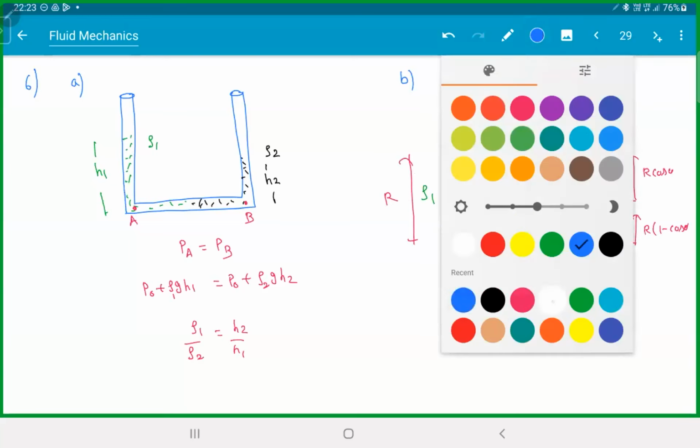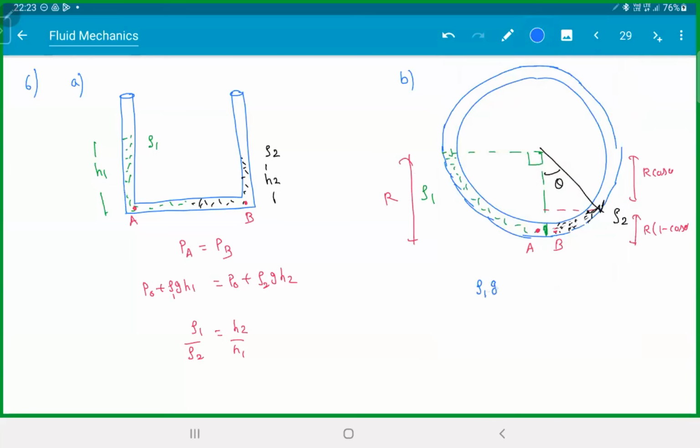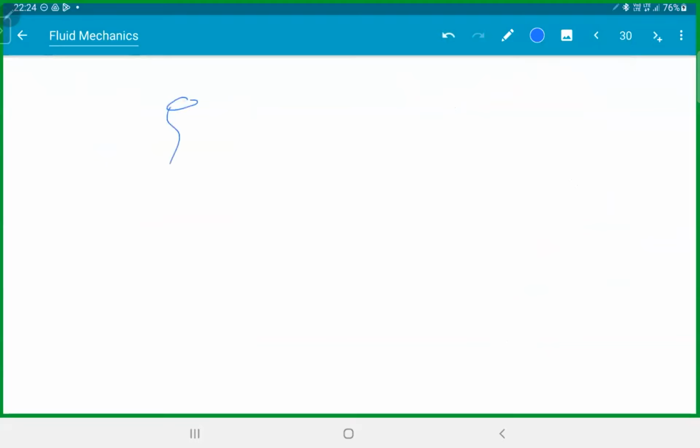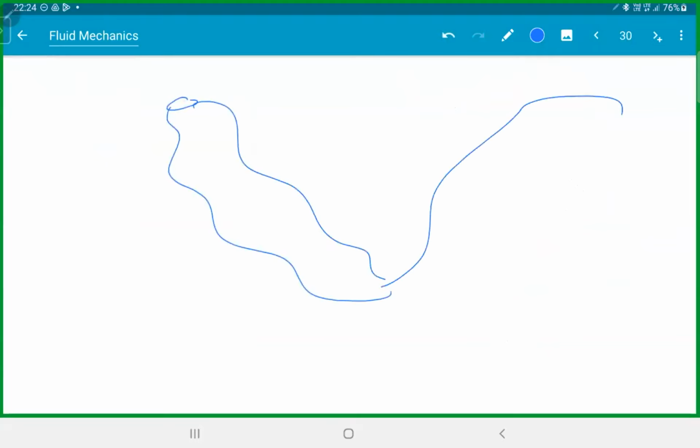So यहाँ पे pressure होगा rho 1 G R and rho 2 G R into 1 minus cos theta. The height on the left and the height on the right. So rho 1 by rho 2 is equal to 1 minus cos theta. Check. That's it. It doesn't matter what shape you take. You could have taken any damn shape like this. End of the day, what matters is these heights only.